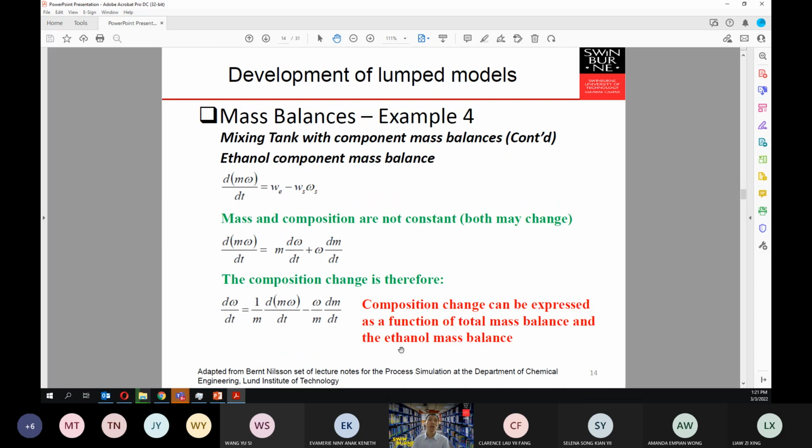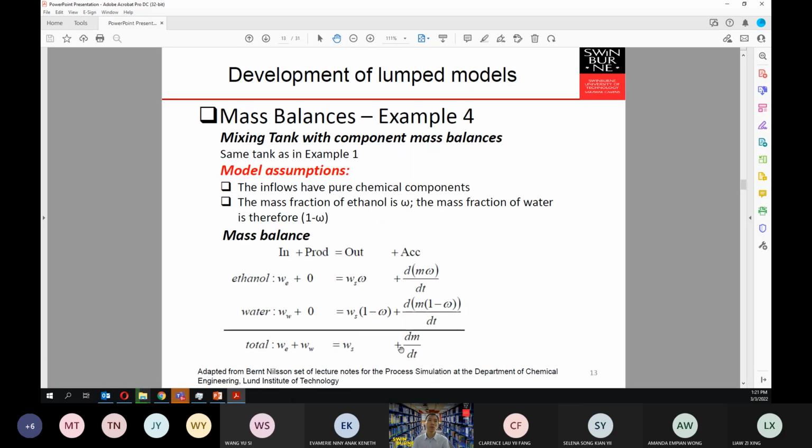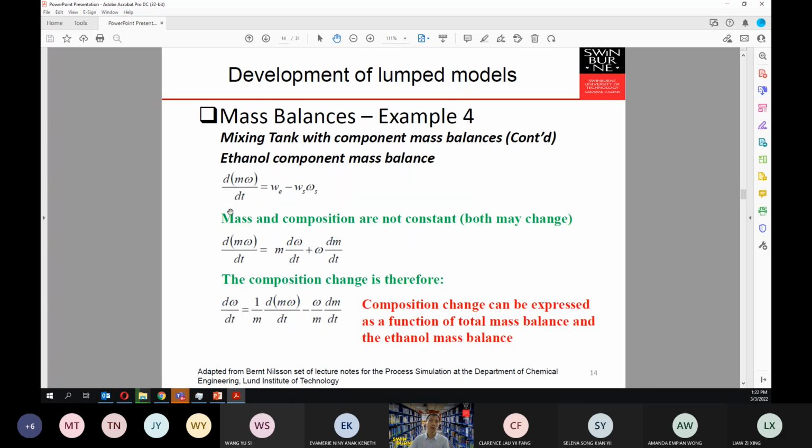So essentially, what you get from your ethanol mass balance is this one, the change in the mass of the ethanol with respect to time. Now, we need to know that because the mass and composition are not constant, we have to use a chain rule. Based on these equations, if we rearrange the terms, we will get the one on the bottom. The composition change can be expressed as a function of the total mass balance and the ethanol mass balance.